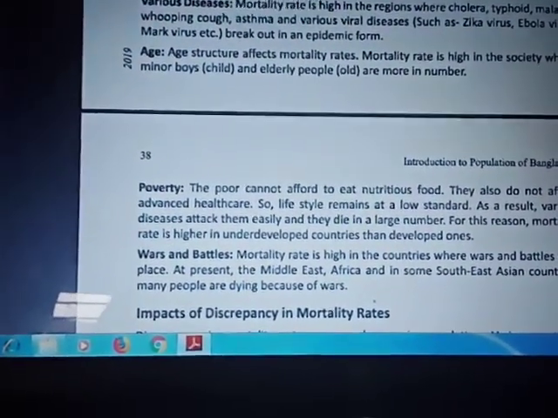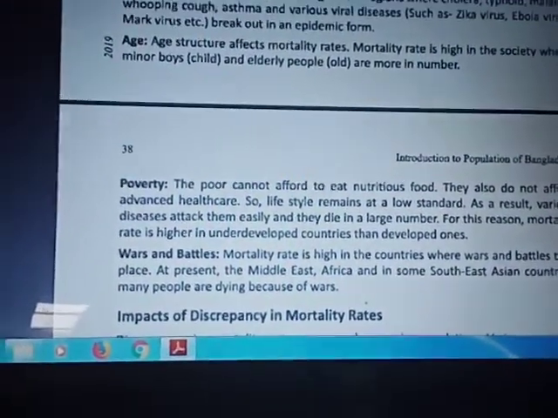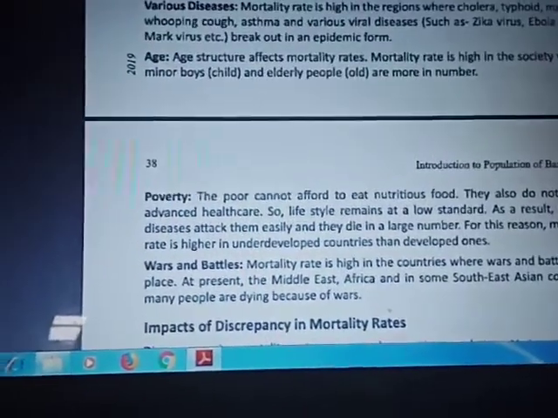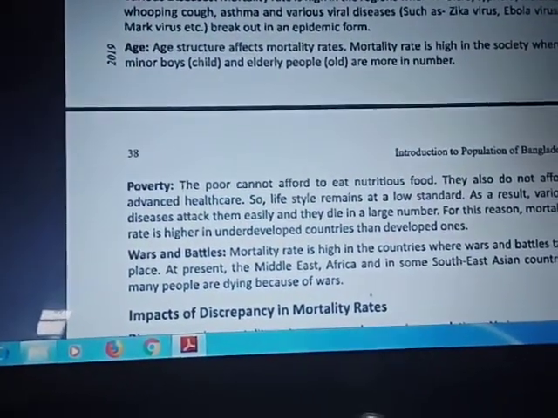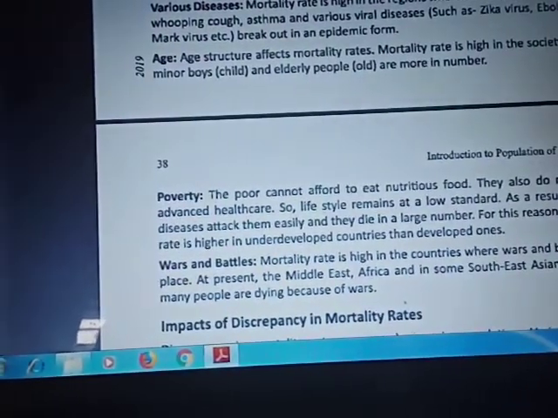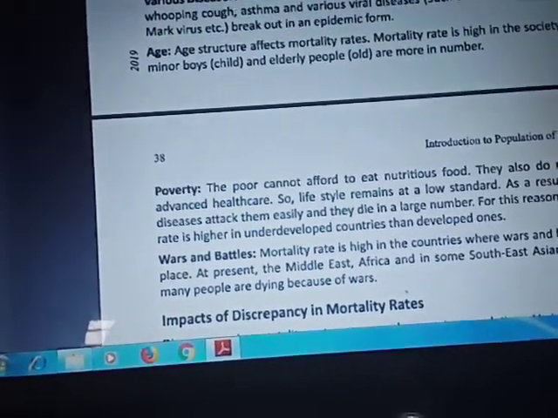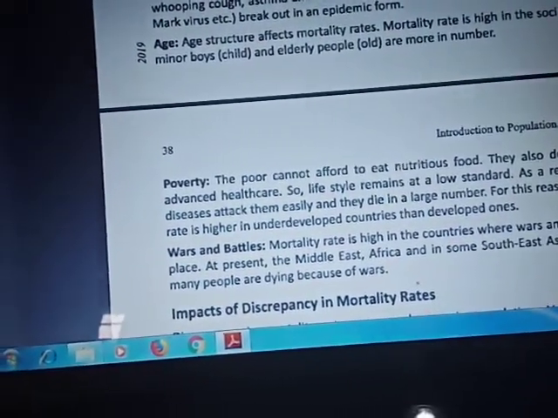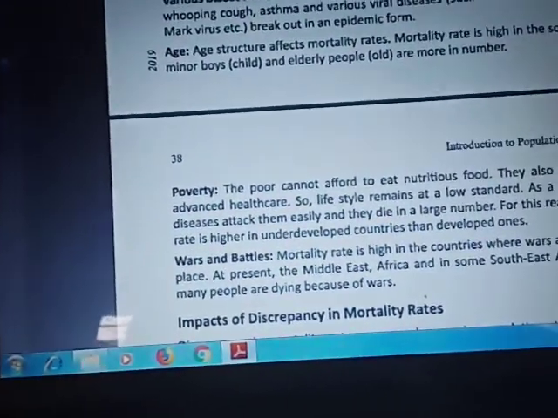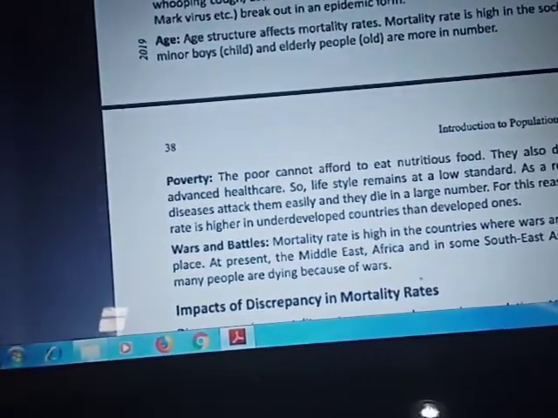War and battles. Mortality rate is high in the countries where war and battles take place, like Syria, Sierra Leone, South African countries. At present, in the Middle East, Africa, and some Southeast Asian countries, many people are dying because of wars.